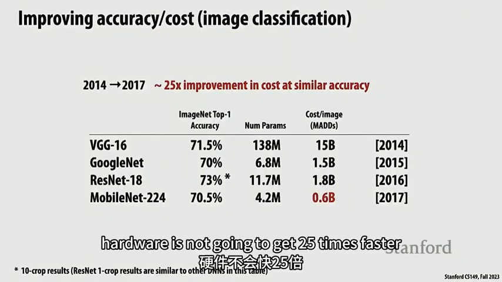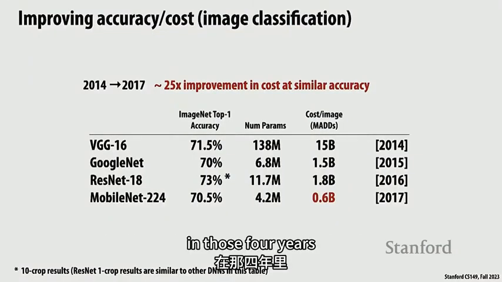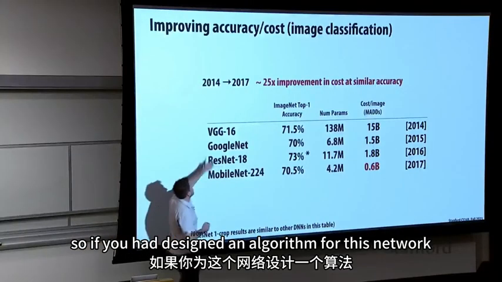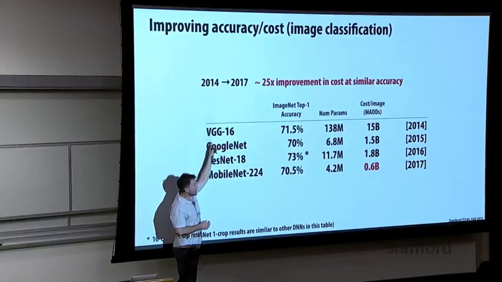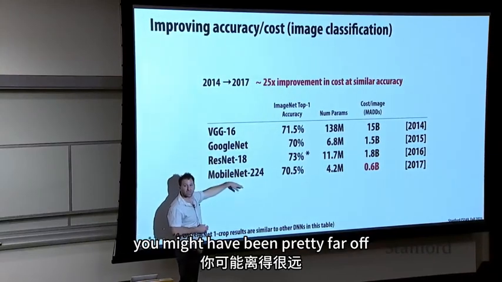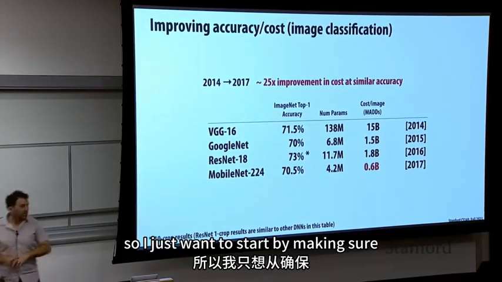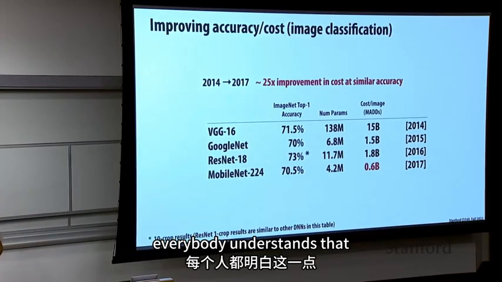Hardware is not going to get 25 times faster in those 4 years. Okay? So if you had designed an algorithm for this network, you might have been pretty far off what is the right algorithm for this network. Okay. So I just want to start by making sure everybody understands that that's out there.